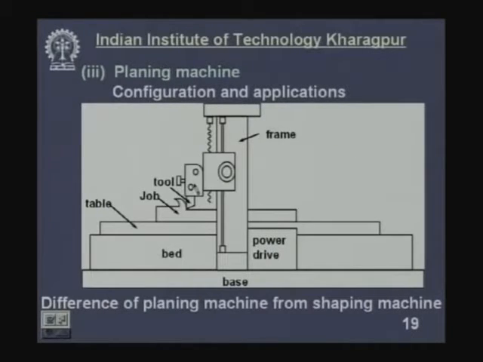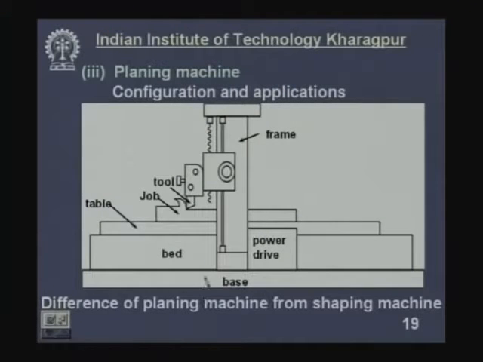Now, the planing machine, as I told you earlier, the planing machine and shaping machine are basically the same. In the shaping machine, the tool reciprocates. In the planing machine, the job, the workpiece which is mounted on the table, reciprocates on the bed. Whereas in the shaping machine, the transverse feed motion was given to the job. It was moving perpendicular to the plane, horizontally and slowly. But in the planing machine, the slow feed motion is given to the tool. So, this will move in this direction perpendicular to the cutting motion.